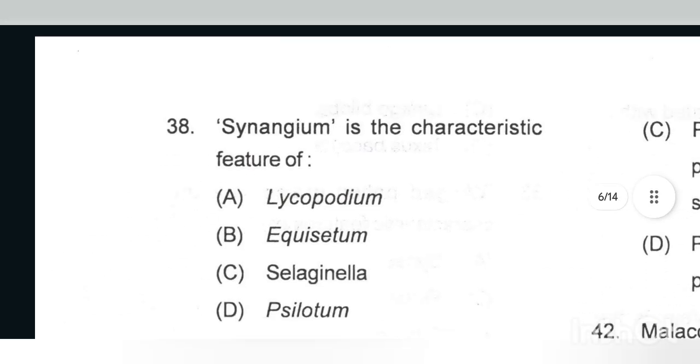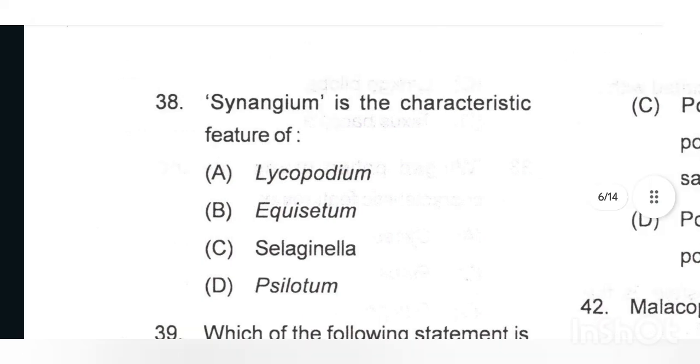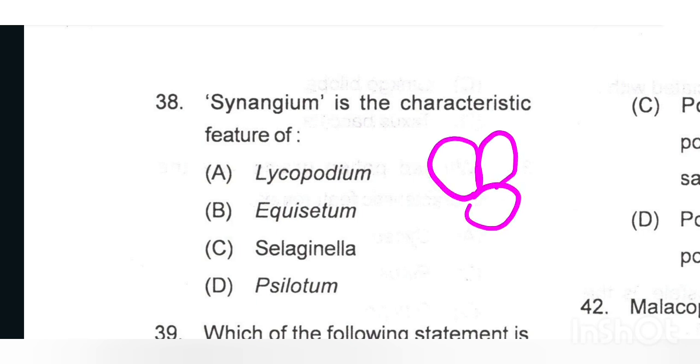Okay. Then question number 38, synangium. What is synangium? What is synangium at first? Synangium is the spore bearing organ of Psilotum. Psilotum has three sporangia fused like this, called a synangium. It is present in Psilotum. Option D is the correct answer.